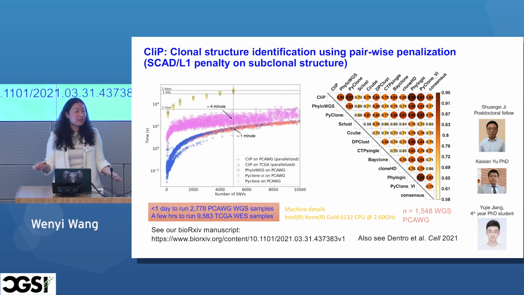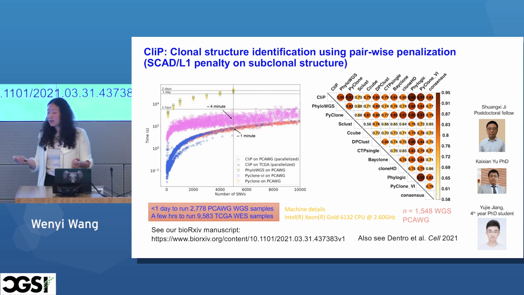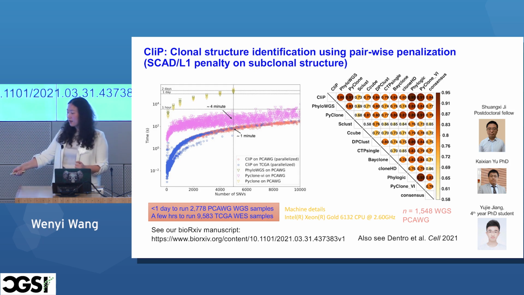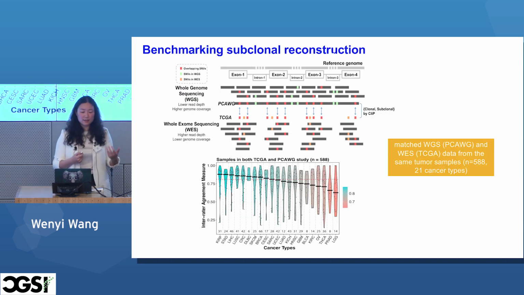All right, so it's fast. Is it accurate? We compared using 1,500 PCAWG samples, compared CLIP with the consensus, and found that actually the highest consistency was between the CLIP result as compared to 10 other methods versus the consensus, supporting that it is accurate.